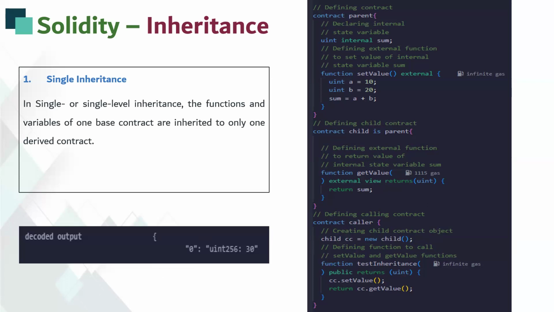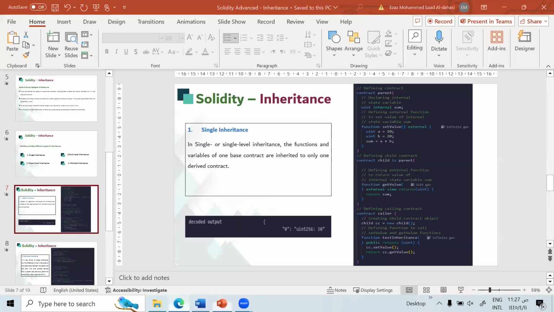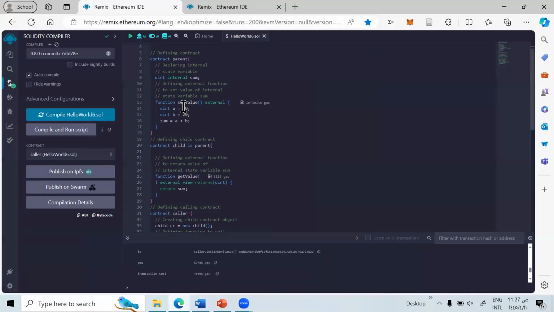The child contract inherits the sum variable and the setValue function from the parent contract. And then the Caller contract demonstrates the usage of the inherited functions by creating an instance of the child contract and calling the inherited functions. Let's implement this code in the IDE.